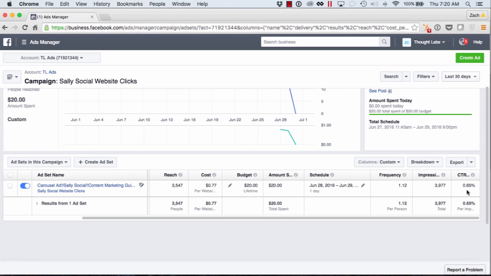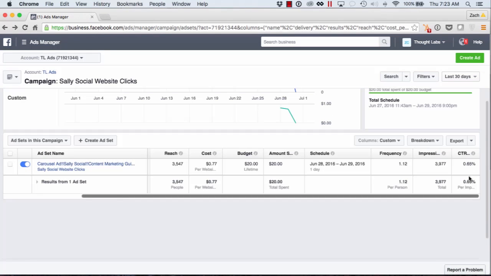And next we're going to look at click-through rate. And click-through rate is the number of interactions we had on our ad towards our objective. In our case, that's website clicks, divided by the number of people who saw our ad, which is our impressions. And so the average on Facebook right now is 0.86%. So this is a little bit low.